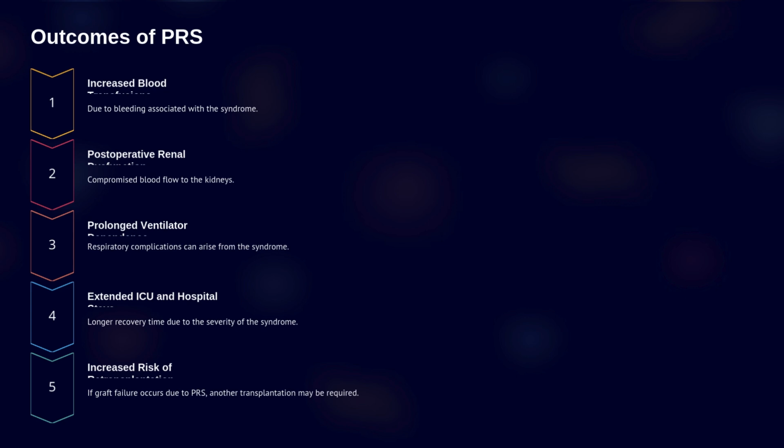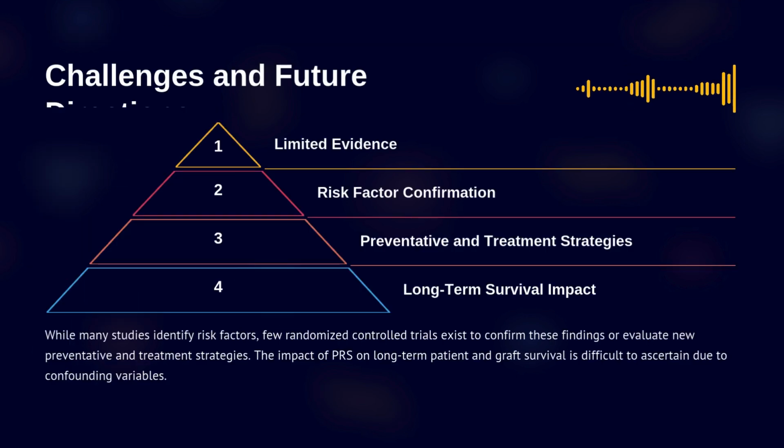Absolutely. The goal is to minimize the incidence and severity of PRS. But we must also be prepared to manage its potential complications. The Open Anesthesia article also addresses the impact of PRS on survival. Yes, it does. Determining the precise impact of PRS on patient and graft survival is challenging due to the many confounding variables related to the recipient, the graft itself, and procedural factors. However, the complications associated with severe PRS clearly underscore the importance of early recognition and aggressive management.